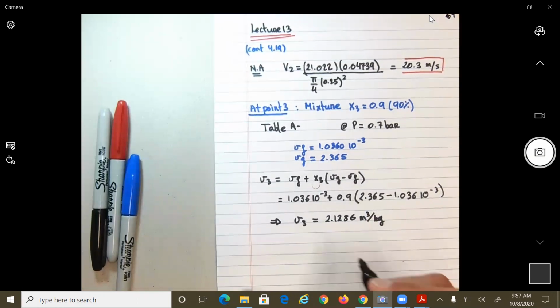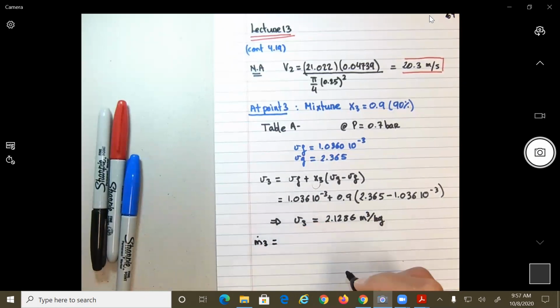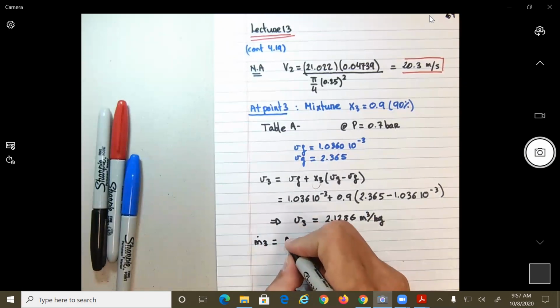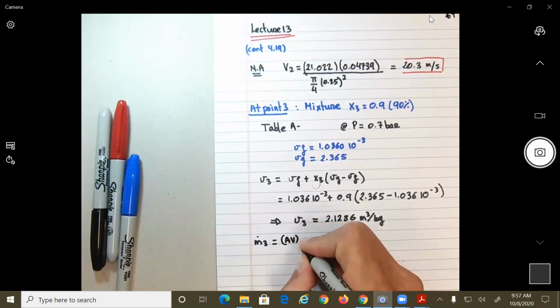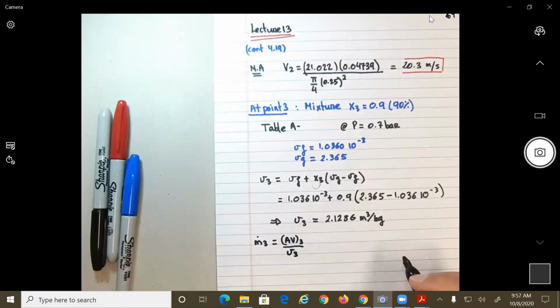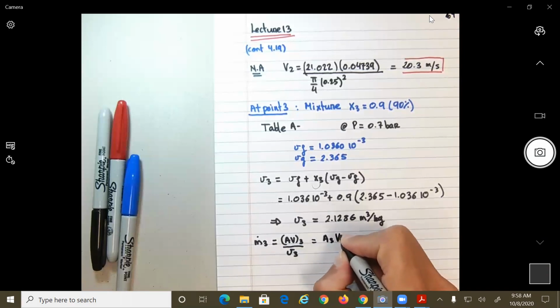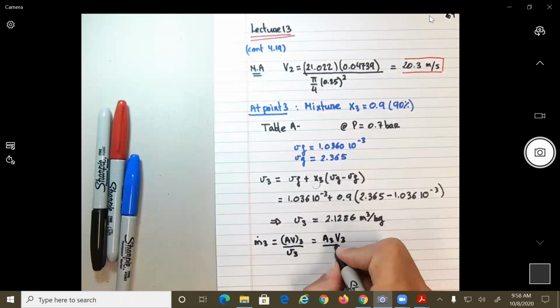Okay, so using the same relation as before, what is the definition of the mass flow? Definition of the mass flow is the volumetric flow rate, so A V3 divided by the specific volume. Okay, or this would just be A3 V3 divided by specific volume.